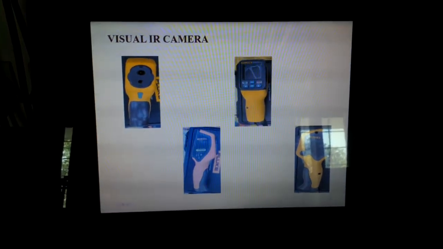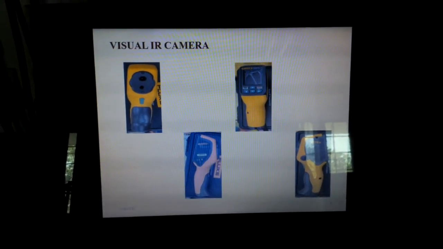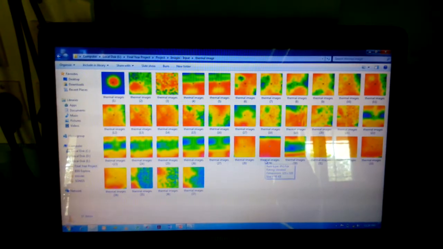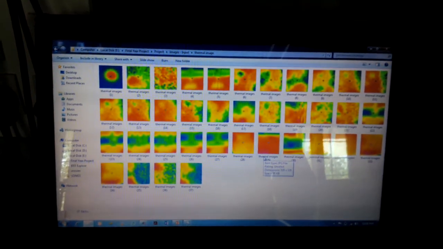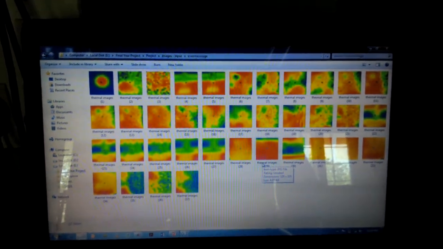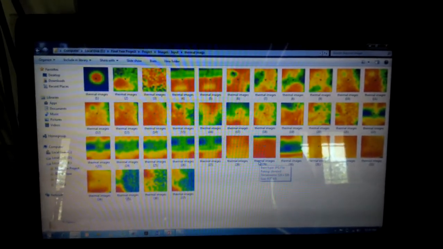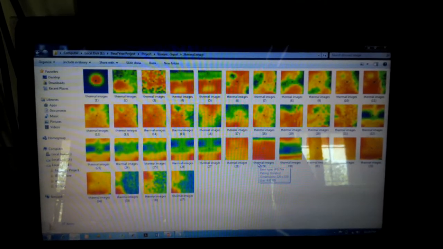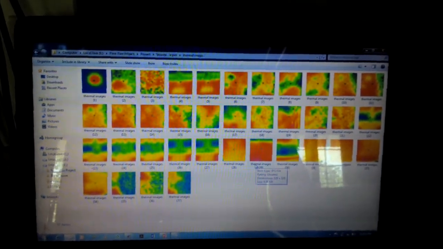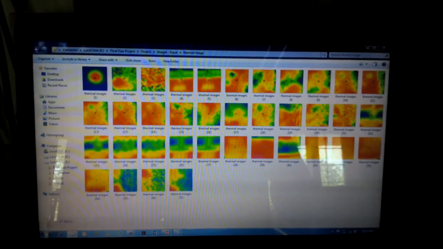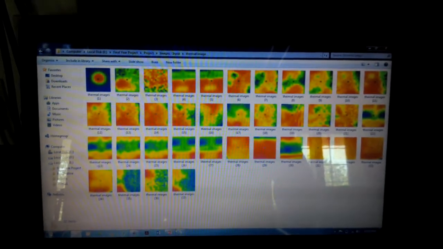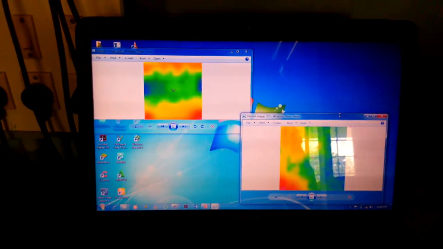The thermal images were captured using this camera, a visual IR camera. These are some samples of thermal images captured by us using a visual IR camera. These thermal images are taken from various food items. These are the thermal images that we took from chicken.